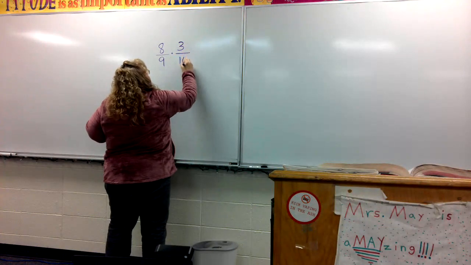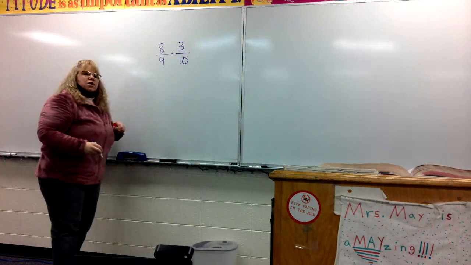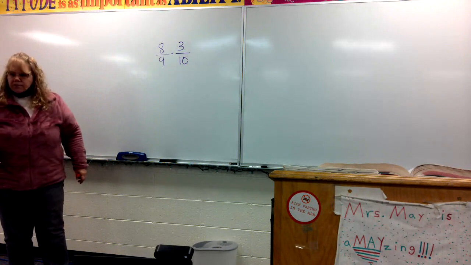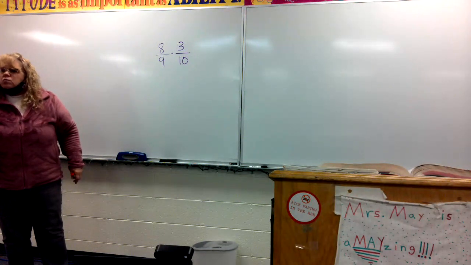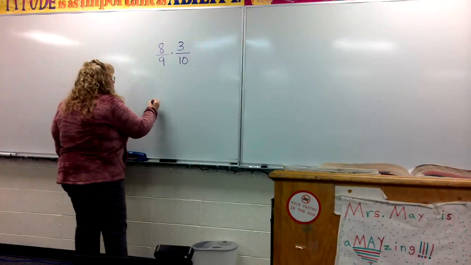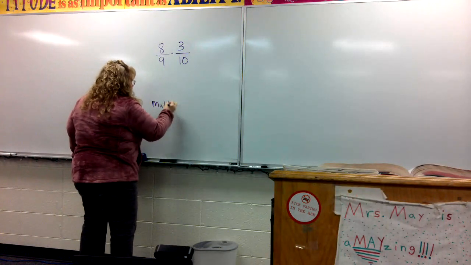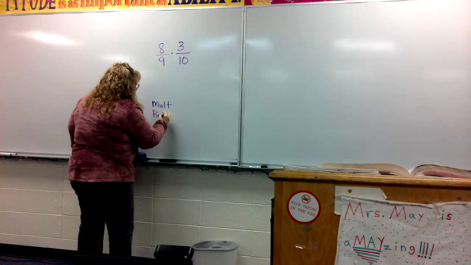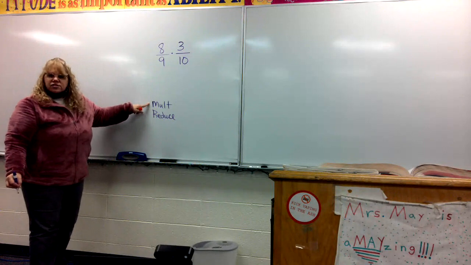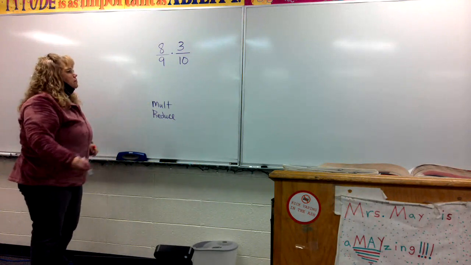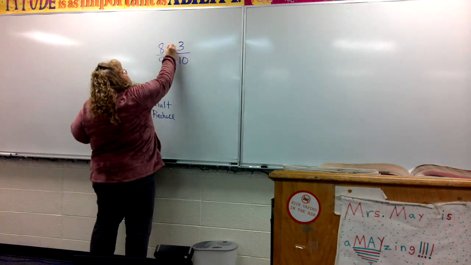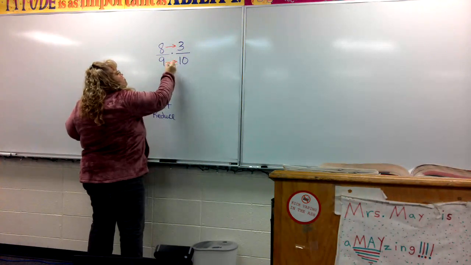3/10. There was two things you had to do if you were going to work out this problem. The only difference in the way that you do it is what order you did the two things. So you have to multiply and then you have to reduce. So you can multiply first and then reduce your answer. If you multiply first, you do top times top and bottom times bottom.